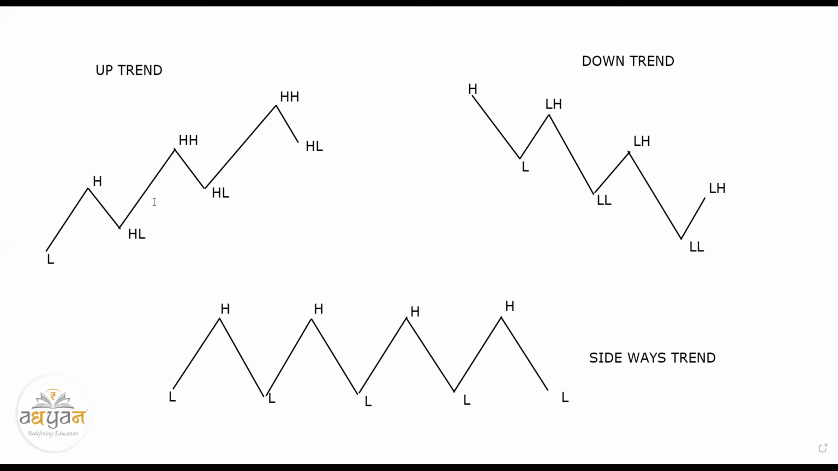So when the price is moving up, it's a good way of taking a buy. When the price is falling down, it's a good way of taking a sell. So in this way, we can avoid sideways trend and we can trade in uptrend and downtrend based on the scenario.